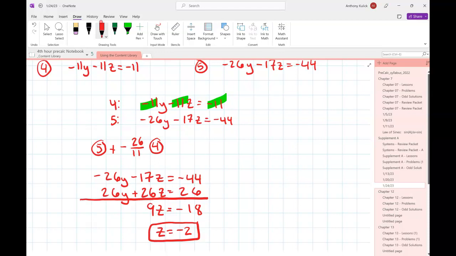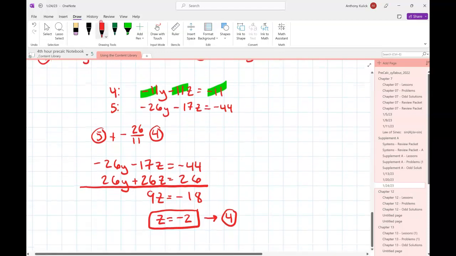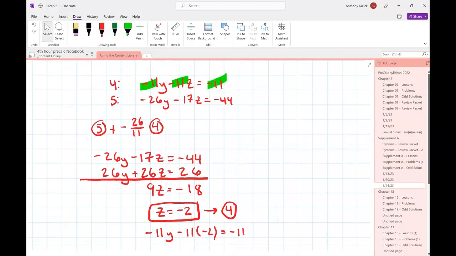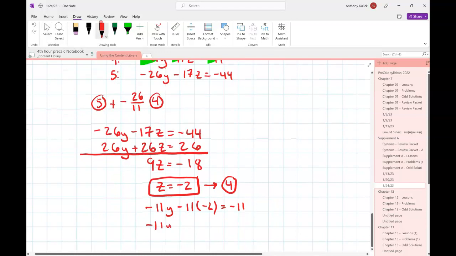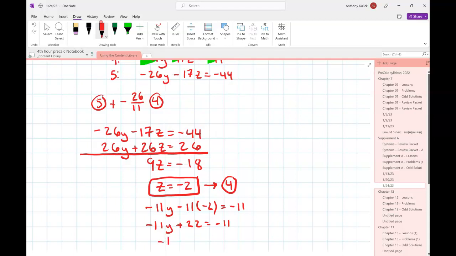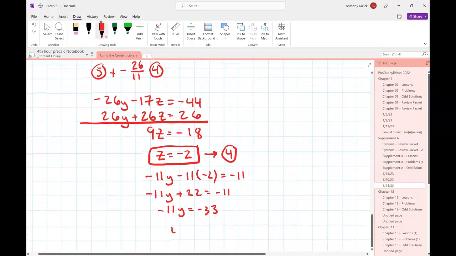I'm going to then plug that back into either equation 4 or 5. Given my choice, I'll pick equation 4, since the coefficients are a little bit smaller there. So I get a negative 11y plus 22 is equal to negative 11. Subtract 22 from both sides and then divide by negative 11. I get that y is equal to 3.